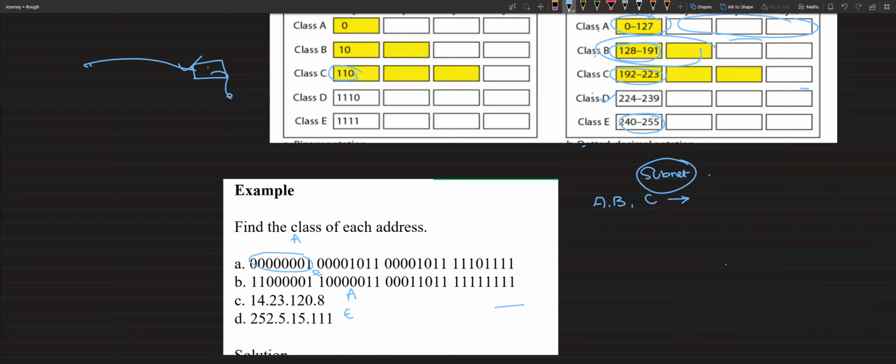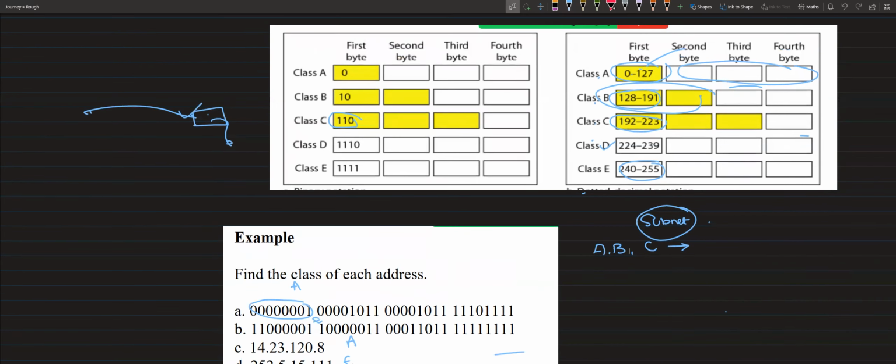In class A, if you see here, 1 byte we refer for net ID and 3 bytes for host ID. Here we refer 2 bytes, and in C we refer 3 bytes as net ID and the remaining is host ID.